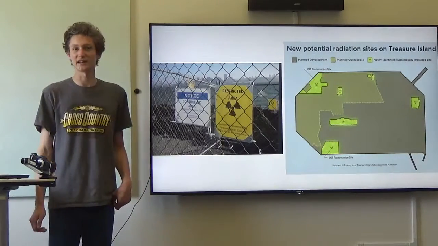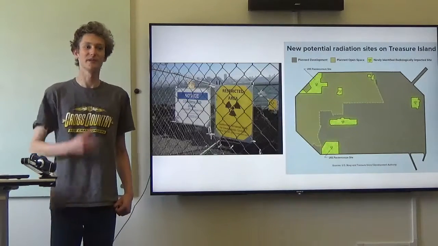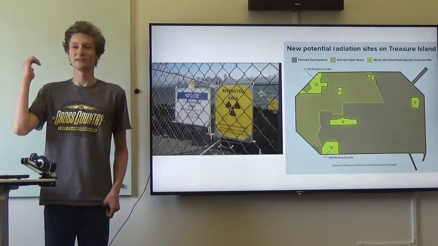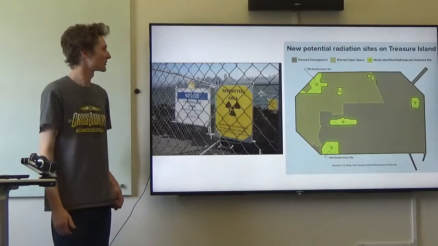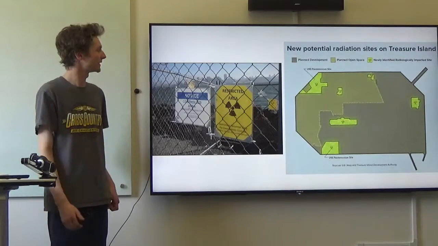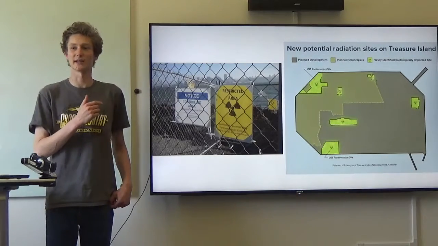But the Navy does say that it should be completely safe. So it might be. It's hard for me to know as a person who's not an expert on radioactivity or has never tested the island. It's hard for me to draw a conclusion, but there are a lot of people who are really concerned about this being dangerous. And there are already a lot of people living on Treasure Island.